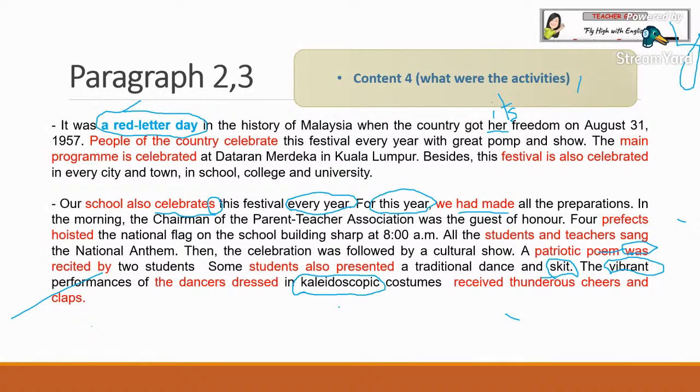They have the word kaleidoscope costumes. Kaleidoscope means pelbagai. Various colors, various shapes, various sizes. Okay, so kaleidoscope costume. The costume can be colorful or many colors, or many sizes, or many shapes, patterns. Okay, so I repeat, the vibrant performances of the dancers dressed in kaleidoscope costume received thunderous cheers and claps. Okay, can you understand?